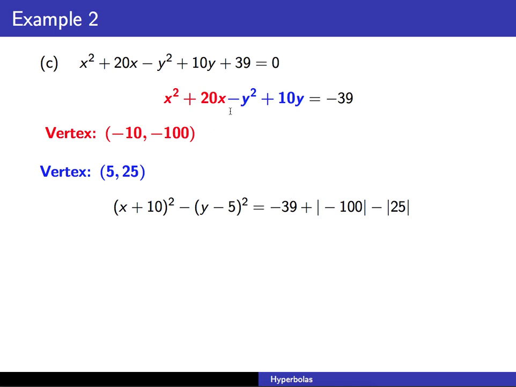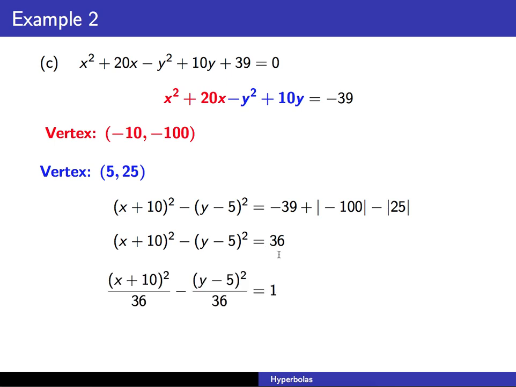This time our y is the one with the negative in front of the squared term. So we're going to be subtracting the absolute value of 25 from the right-hand side. And because the x squared has a positive in front of it, we're going to add the absolute value of negative 100. When we simplify the right-hand side, we get 36. So we have x plus 10 in parentheses squared minus y minus 5 in parentheses squared equals 36. To get this equal to 1, just divide both sides by 36. So we have x plus 10 in parentheses squared over 36 minus y minus 5 in parentheses squared over 36 equals 1. And yes, it is perfectly allowable for a squared and b squared to be the same number.